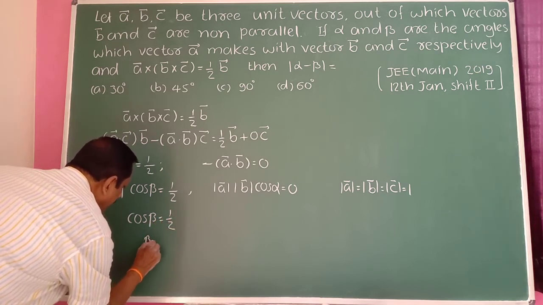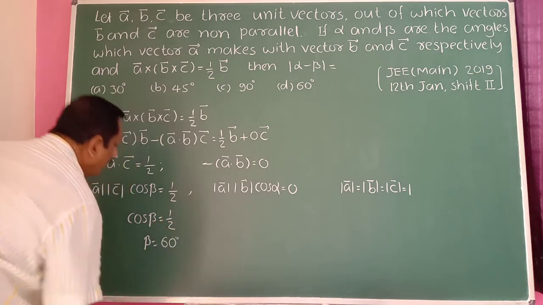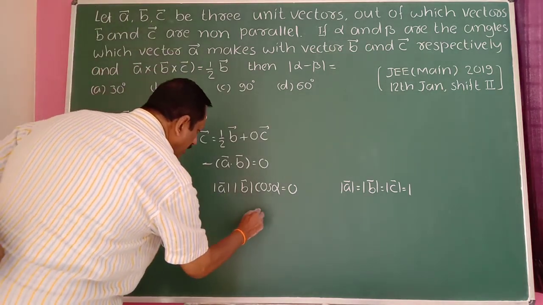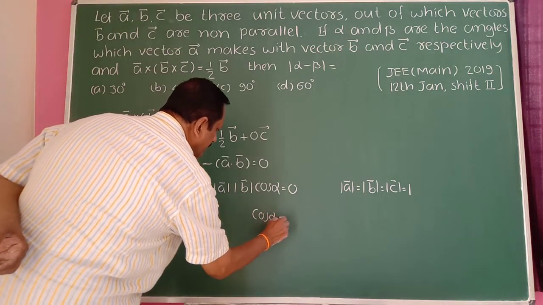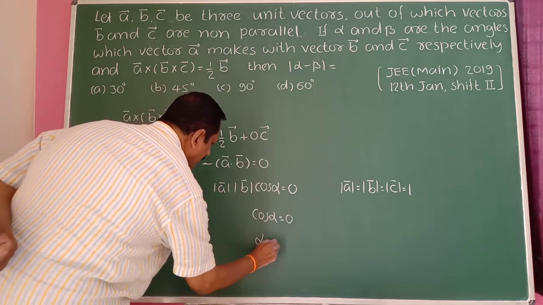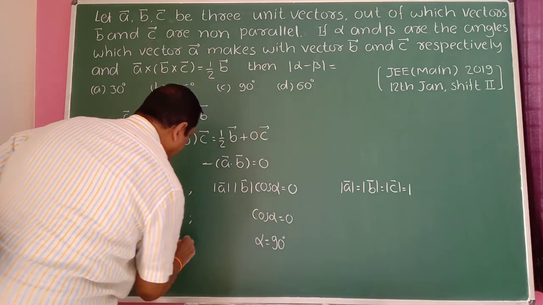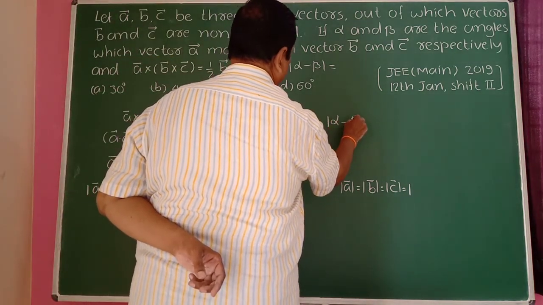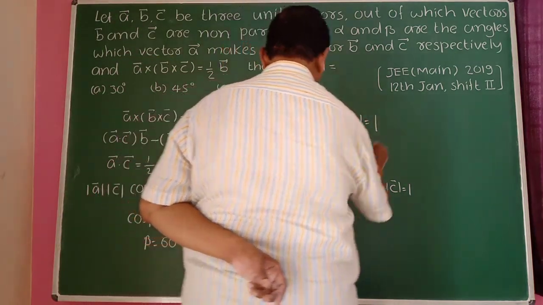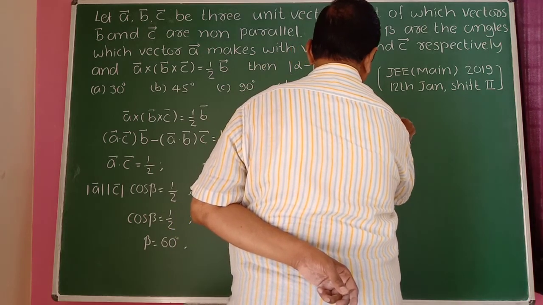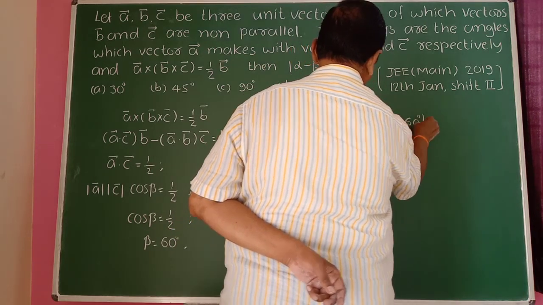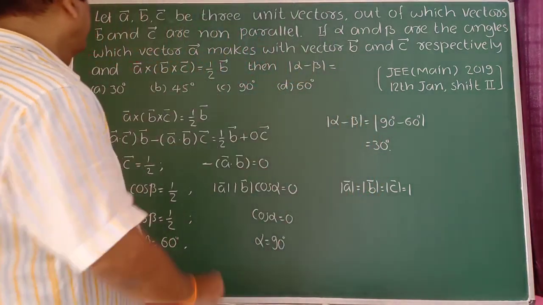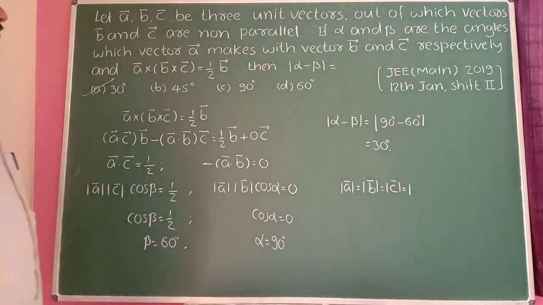Therefore beta is equal to 60 degrees. And cos of alpha is equal to 0, therefore alpha is equal to 90 degrees. Therefore modulus of alpha minus beta is equal to modulus of 90 degrees minus 60 degrees, which is 30 degrees. So the first option, 30 degrees, is the answer.